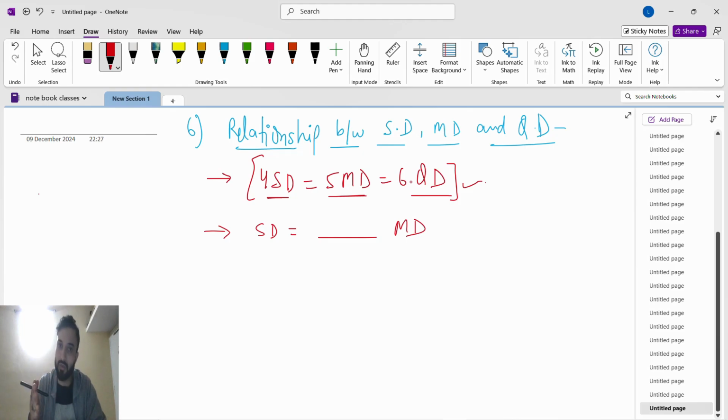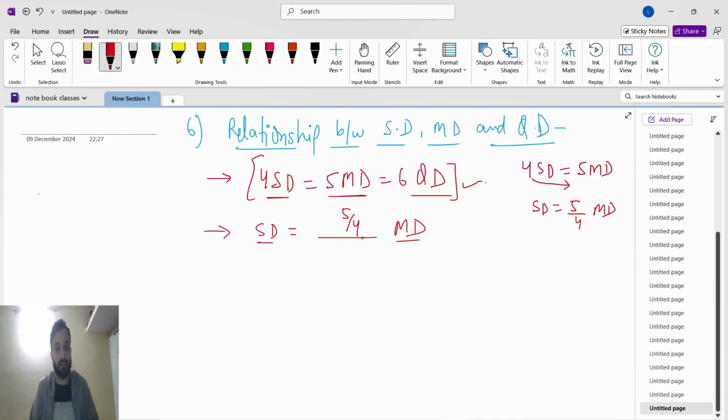So whatever the 2 quantities, or you can say terms, they are talking about, we will take those 2 terms. So here they are talking about standard deviation and mean deviation. So this is 4 standard deviation is equals to 5 mean deviation. You have to find standard deviation is equals to. So I am going to send the 4 to that side. It will become standard deviation is equal to 5 by 4 mean deviation. The correct answer is standard deviation is equals to 5 by 4 mean deviation.